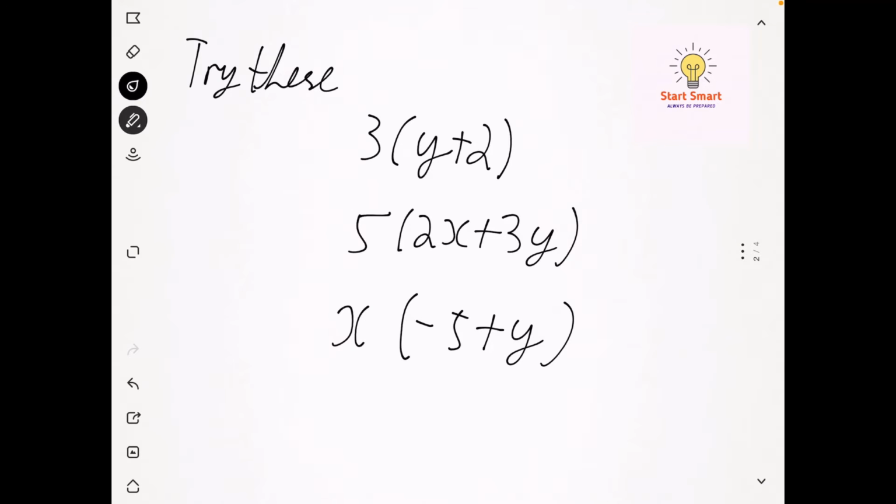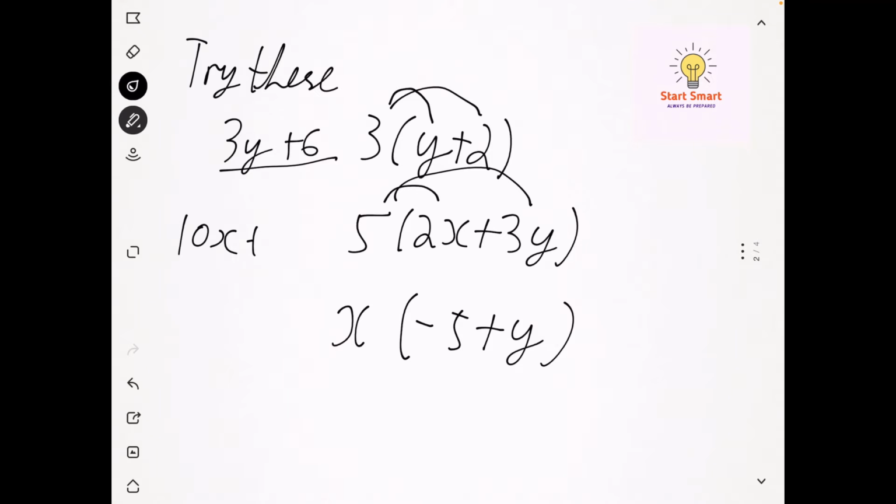Try these questions. Okay, so we use the same principles as before. So we do 3 multiplied by y is equal to 3y. Then we do 3 multiplied by 2, which is 6. So that's our first answer. For the second question, 5 multiplied by 2x would equal 10x. 5 multiplied by 3y would equal 15y. And for this last question here, we do x multiplied by minus 5.